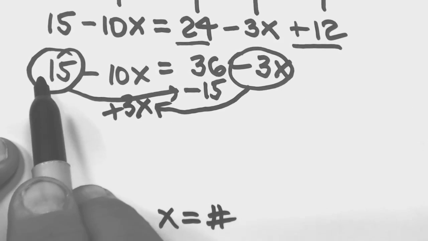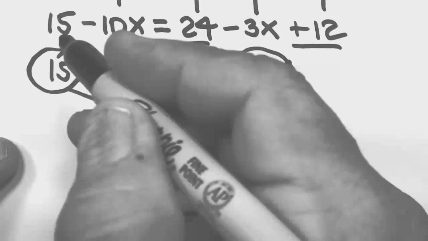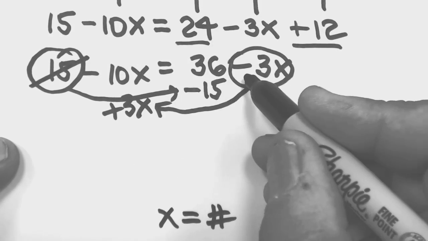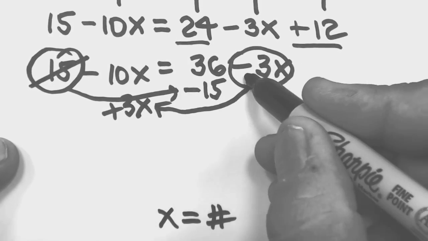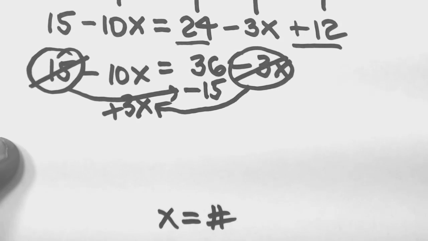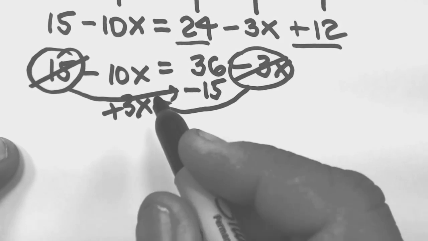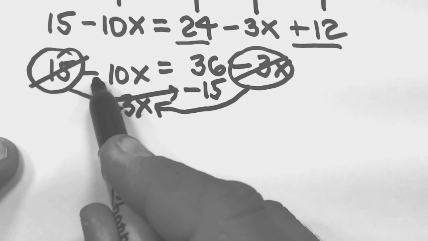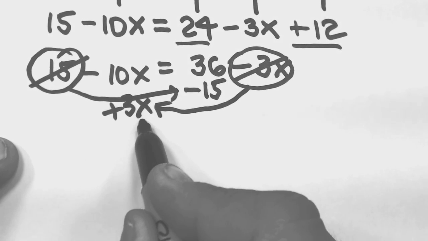Okay, let's double check this. Plus 15 went to minus 15, so I did that correctly. Minus 3x went to plus 3x, so I did that correctly. Let's put back, see what we have left. Over here on the left side, negative 10x plus 3x.